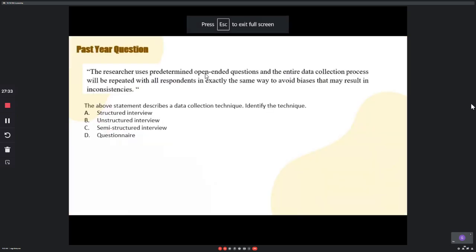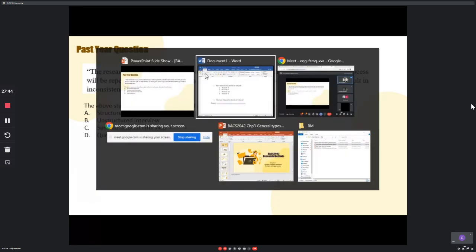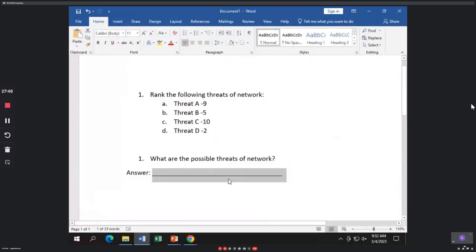Let me ask you a question. The researcher uses predetermined open-ended questions. Do you know what is an open-ended question? No answer? Yes, this is an open-ended question. It's open for you to give whatever answer. This is a closed-ended question. It ends with only four options. This is open to any answer.